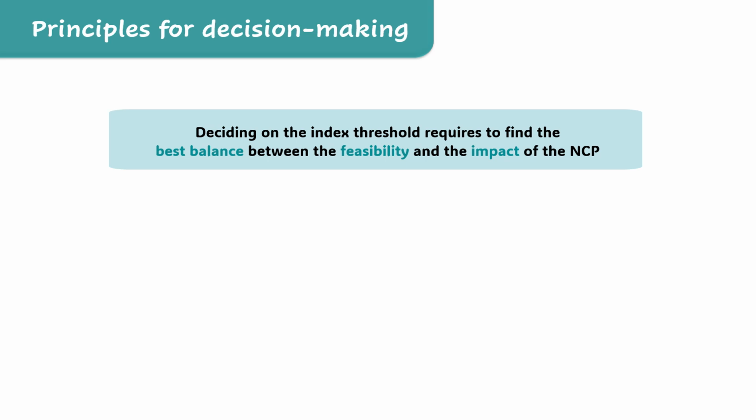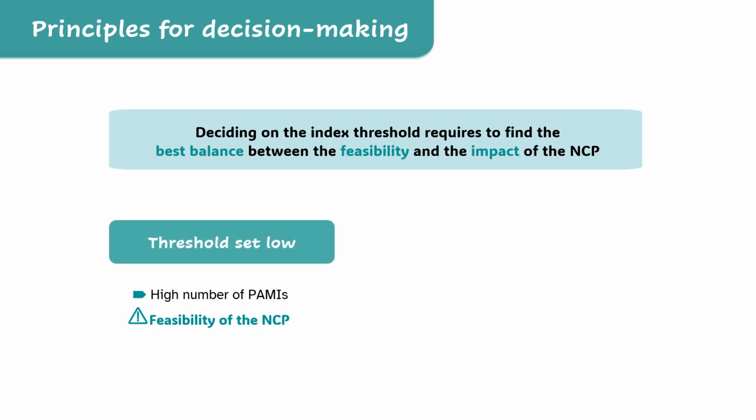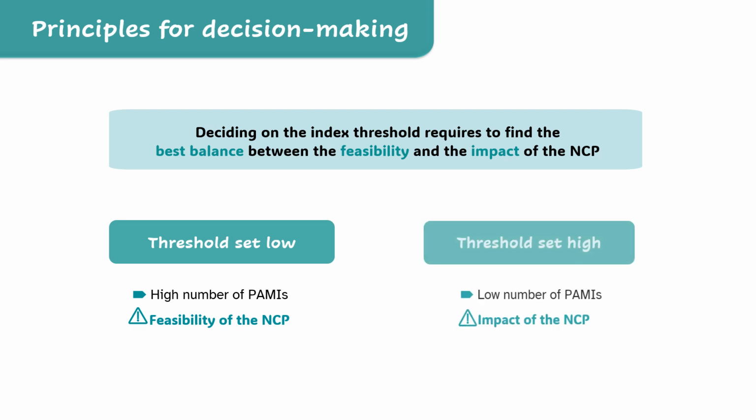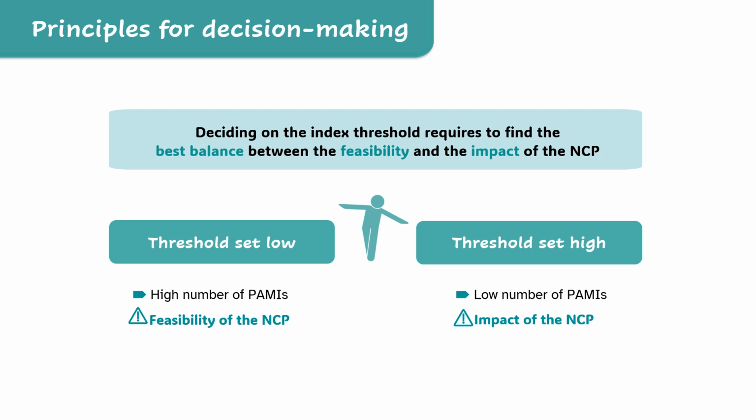of the NCP. If the threshold is set low, many geographic units will be PAMI. In that situation, the potential impact of the NCP may be high, however its feasibility may be challenging. On the other hand, if the threshold is set high, very few geographic units will be PAMI. In that situation, the feasibility of the NCP may be high, however its potential impact may be limited. Overall, setting a threshold for the index is about finding the right balance between the feasibility and the impact of the NCP.